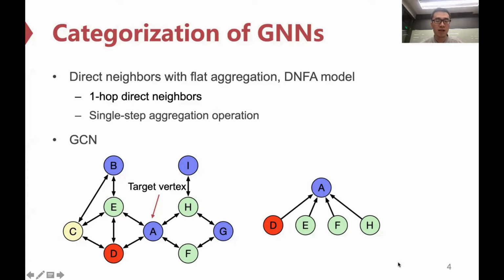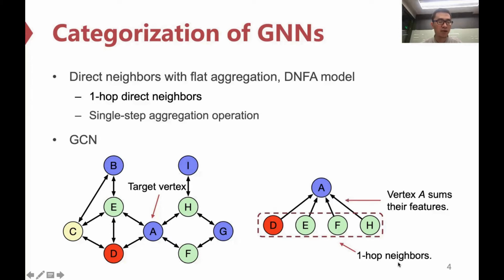Direct labels mean that the neighborhood of each vertex consists of all its one-hop labels, and flat aggregation means that the aggregation function only performs a single-step operation. GCN is a DNFA model. Consider vertex A in a sample graph. In each layer of GCN, the labels of A are D, E, F, and H. To produce the neighborhood feature of A, the aggregate function just sums the features from the labels of A.